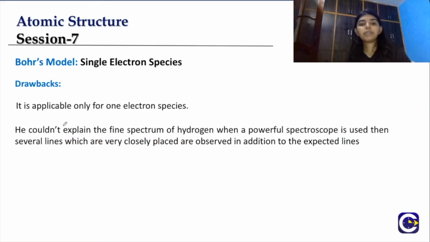So next is that he couldn't explain the fine spectrum of hydrogen when a powerful spectroscope is used. First there was a modification in the instrument, a higher resolution spectroscope was taken, right? So here it was seen that, let us say these are the Lyman lines, right? Along with the Lyman lines, many other lines were also seen. So Bohr was not able to explain why these extra lines are coming up. These lines were very closely placed to the original lines that were being expected, right? So he could not account for these extra lines.